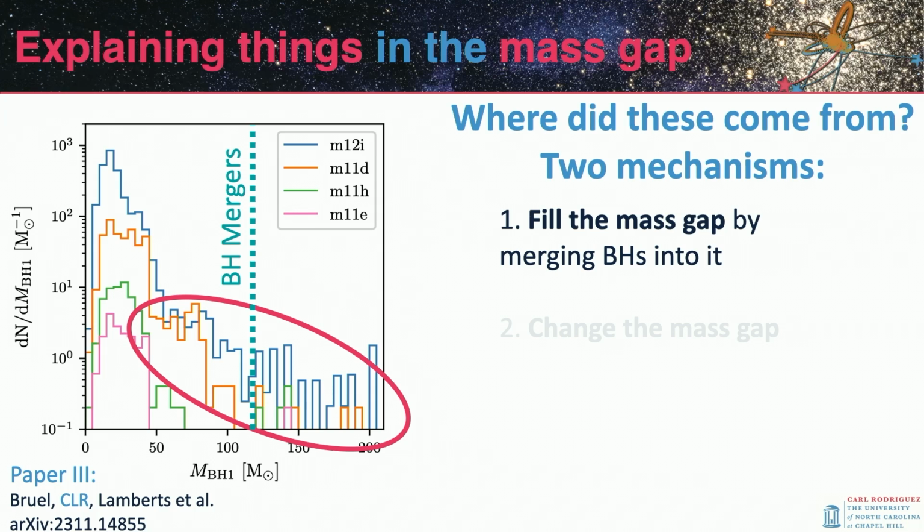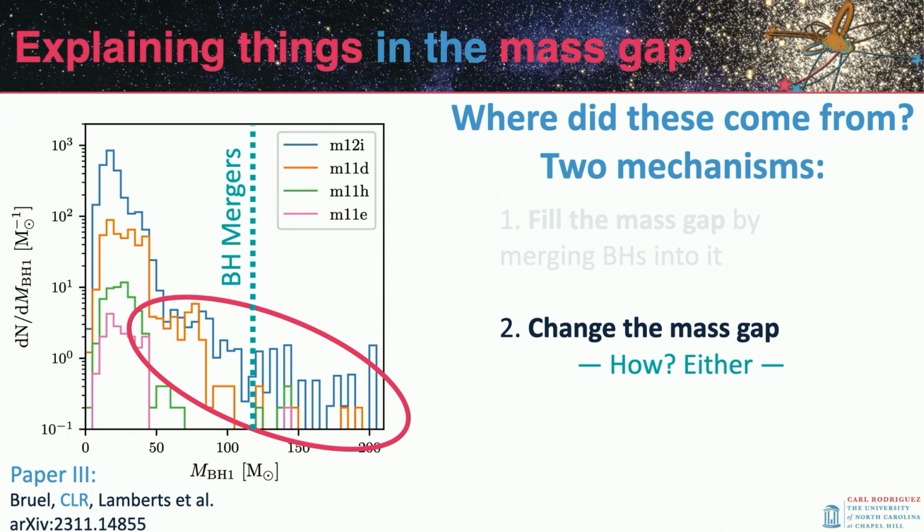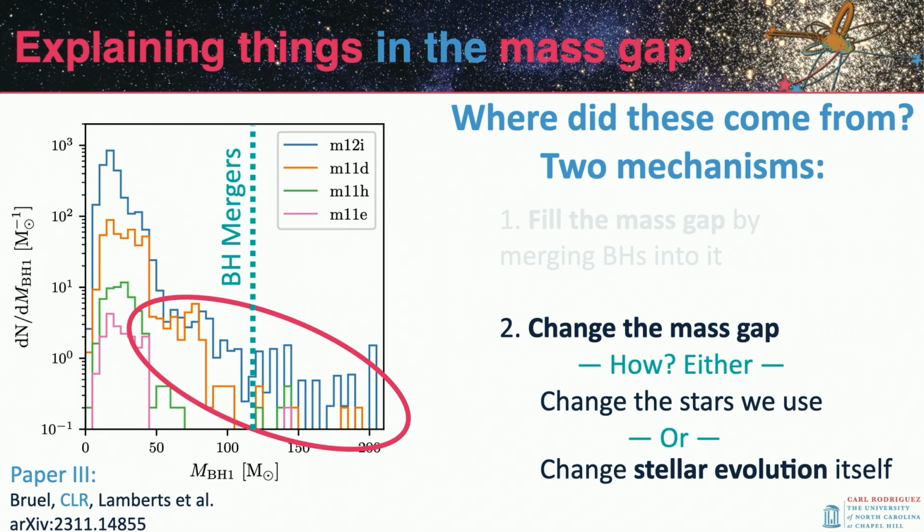So where did all these come from? So the answer to that, we want to futz with the stars themselves that actually go into these simulations. So I said earlier there's 2 ways you can change the mass gap. You can either change the stars that we use, or you can change stellar evolution. I'm not going to talk about this, but it's a very, very neat problem. It involves actually modifying nuclear reaction rates within their measured uncertainties in the laboratory.